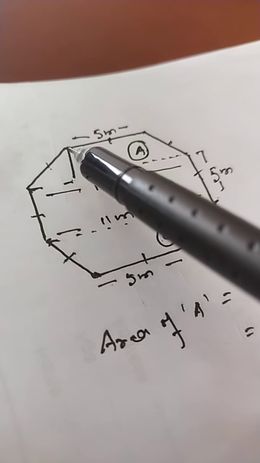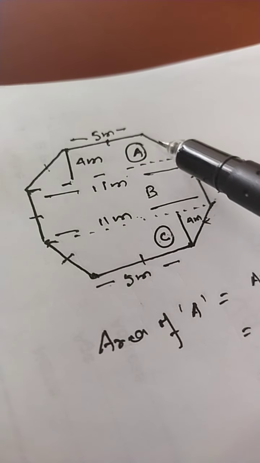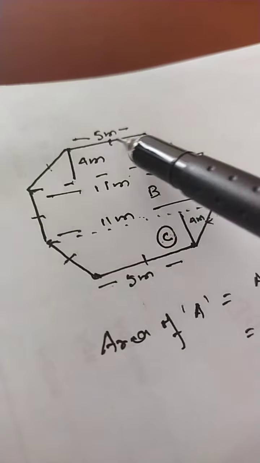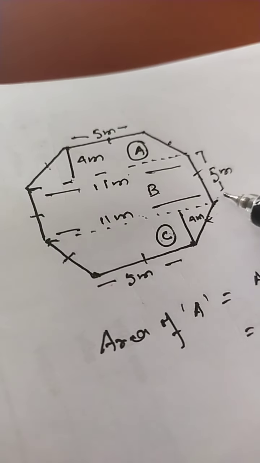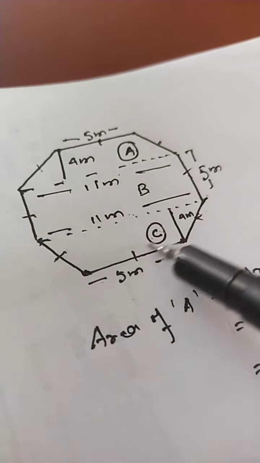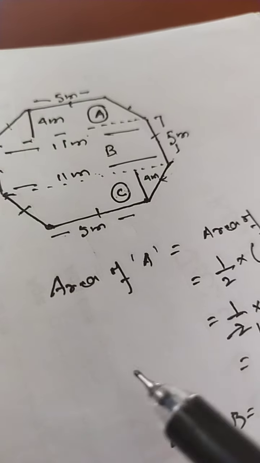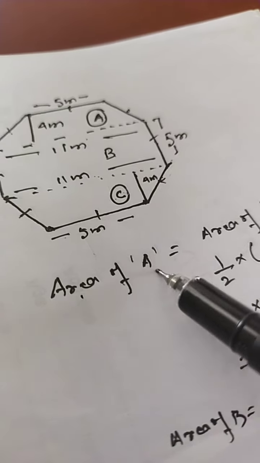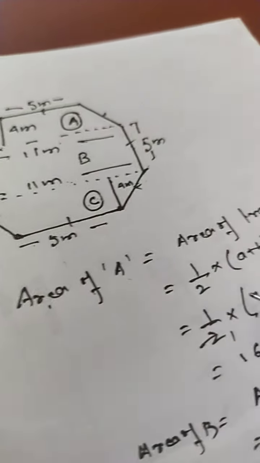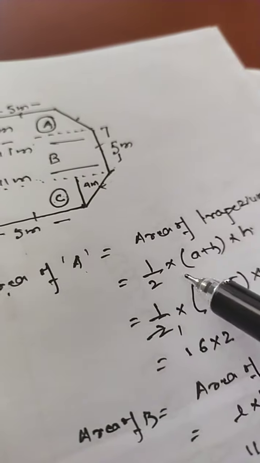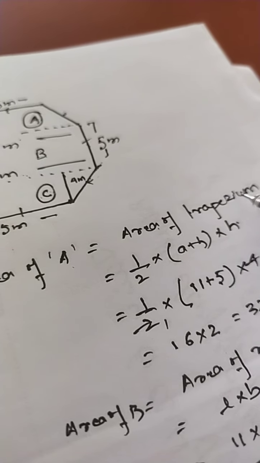So in this way you see that the topmost figure is looking like a trapezium, the middle one is looking like a rectangle, and the lower part is again looking like a trapezium. So one by one we'll get the area. I have written area of A, that means this part. Okay, it is looking like a trapezium, so we'll get the area of trapezium.